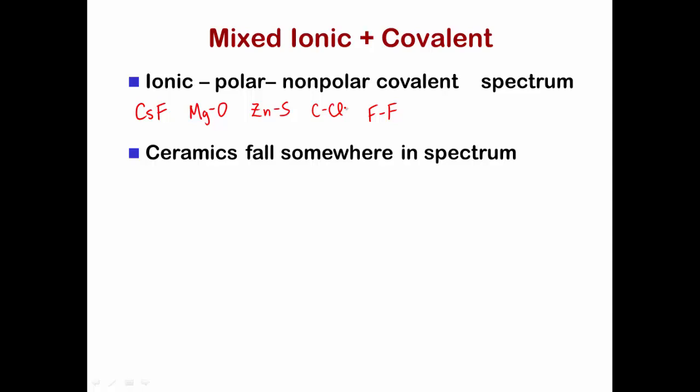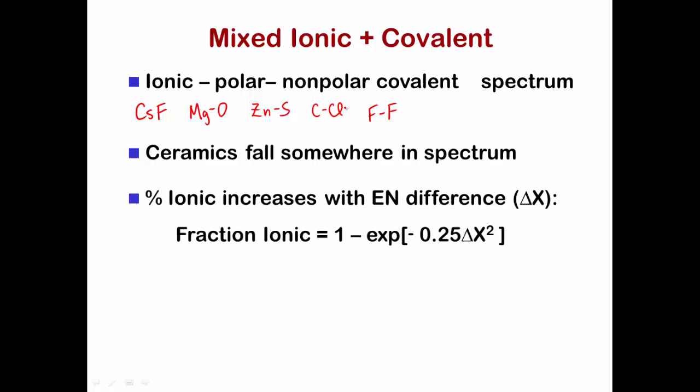Chemists often try to quantify where in the spectrum we are by calculating a percent or fraction ionic character for a bond, using the electronegativity difference between the two atoms in the bond. For example, if we wanted to calculate the percent ionic character of a magnesium oxide bond, we could look up the electronegativity for each of these elements, 1.2 for magnesium, 3.5 for oxygen, and we could calculate their electronegativity difference, often represented as delta X. And in this case, the electronegativity difference would be 2.3.